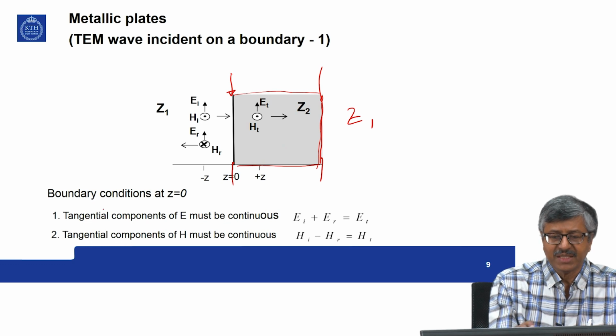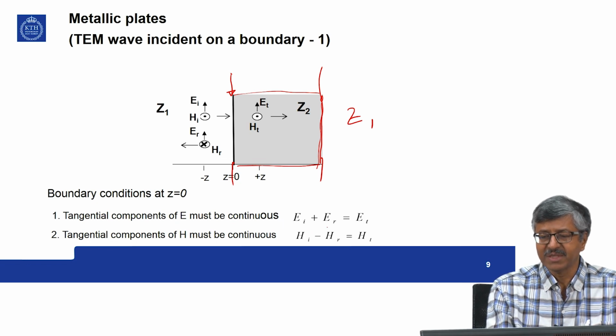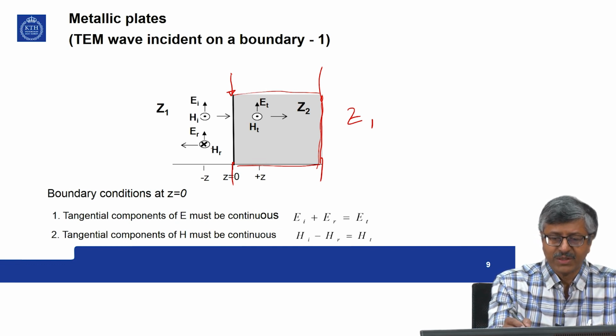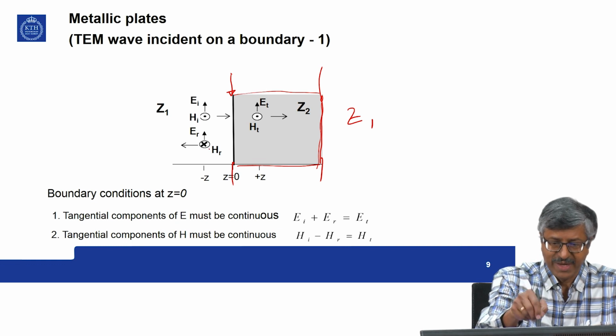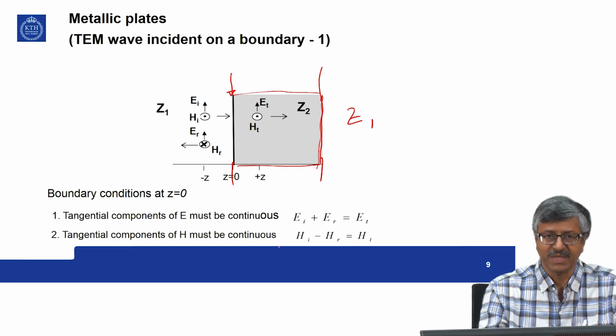So, boundary condition at z equal to 0 is tangential components of E must be continuous. It means that EI plus ER equal to ET. Then tangential components of H must be continuous. So, based on the assumed directions, we can write HI plus HR. So, we assumed a negative direction, so minus HR equal to HT. So, these are the boundary conditions we have seen before.